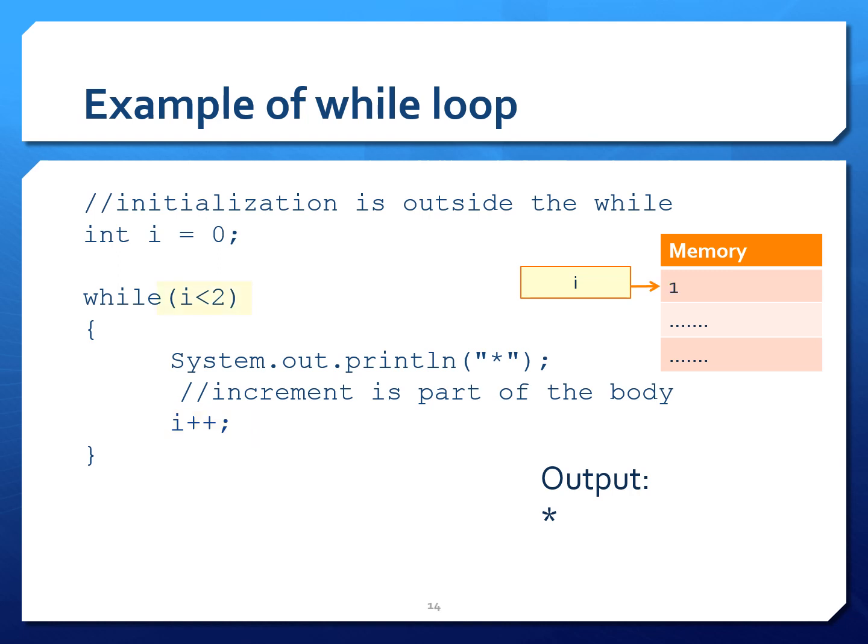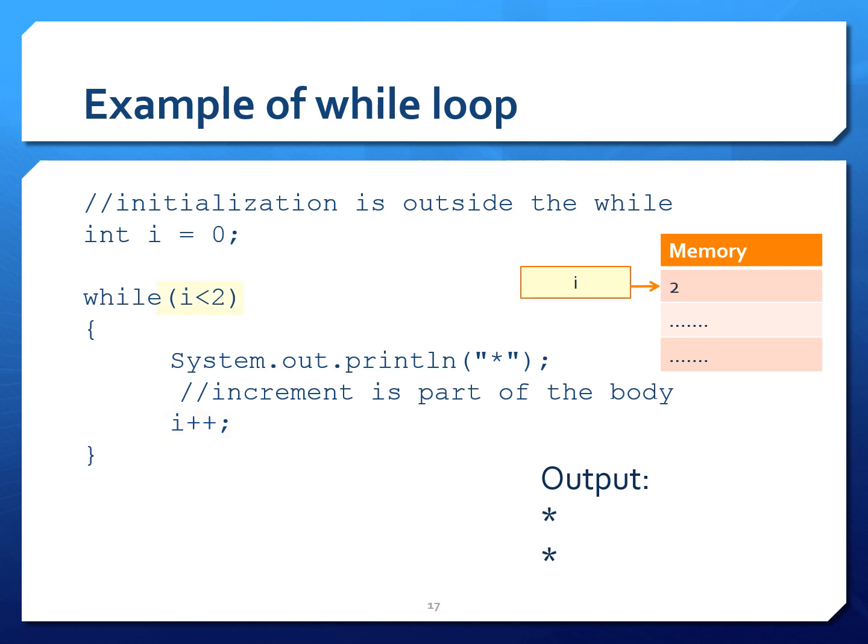Next, it moves back to the guard and checks if the condition is still true. Since the guard condition, 1 less than 2, is still true, it moves into the body again. It prints another asterisk. Increment i from 1 to 2.